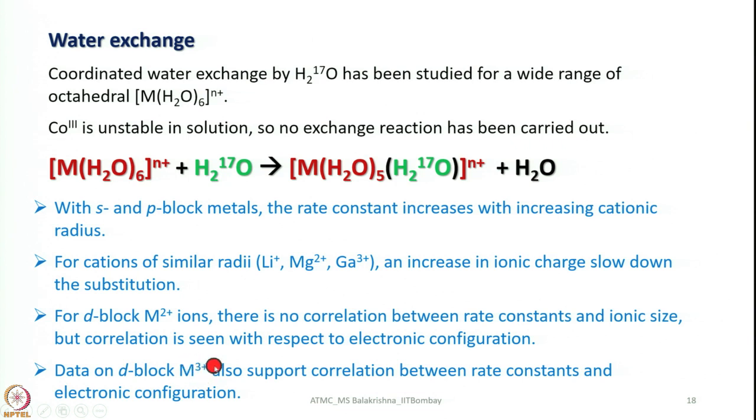The data available for d block tricationic species, or M3 plus, also support a correlation between rate constant and electronic configuration. So, whether you take dicationic or tricationic, M2 plus or M3 plus ions, you can always attempt to correlate the rate constant with the electronic configuration of that particular metal. Another term I am introducing here is activation volumes. I already defined activation volumes in my previous couple of lectures, when I initiated the discussion on substitution reactions and reaction mechanism.